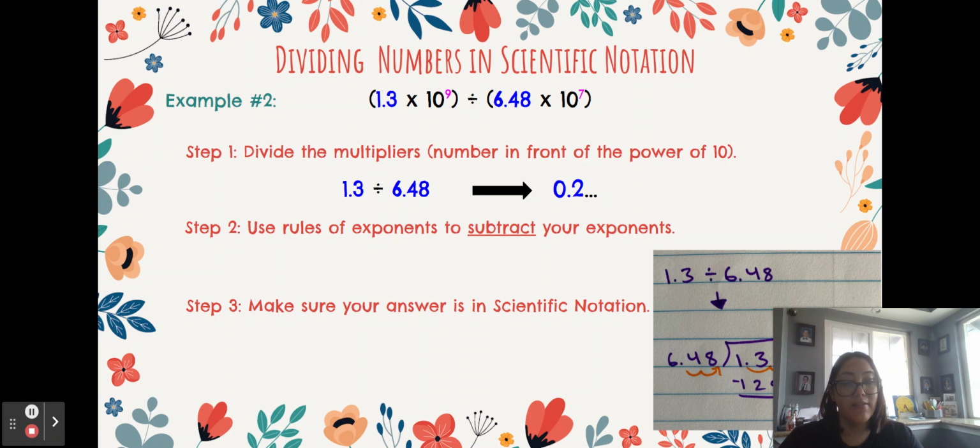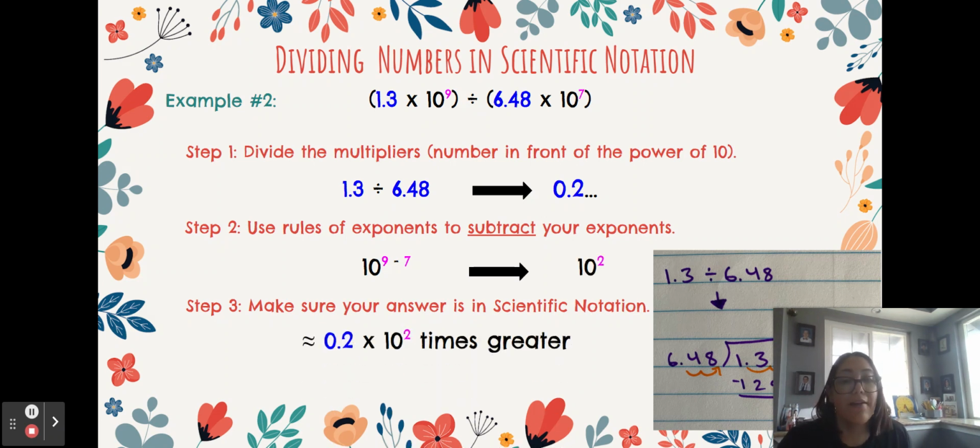Okay, oh, there it is. Okay, again, my video is kind of blocking it at this point, but just know that the 1.3 is inside the division symbol and 6.48 is on the outside. And I've compensated with those decimals. I moved them over 2 decimal places. Okay, going ahead and using rules of exponents, subtracting 7 from 9 to get 10 to the second power. When I put step 1 and 2 together, I have 0.2 times 10 to the second power.